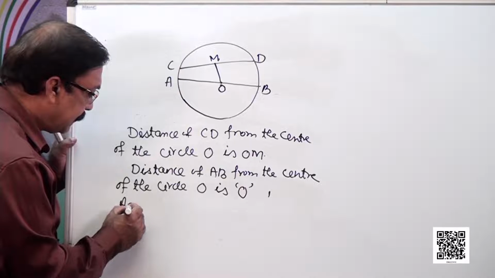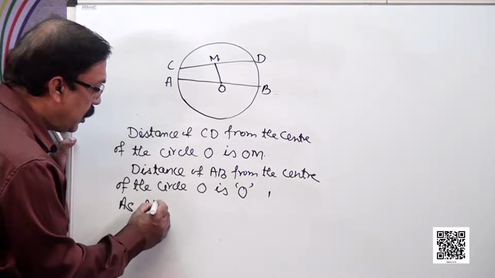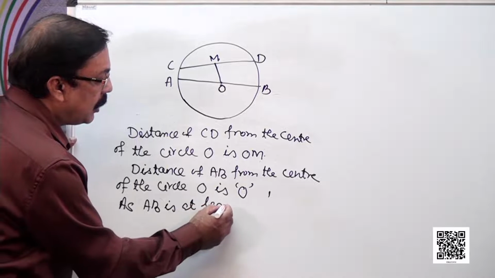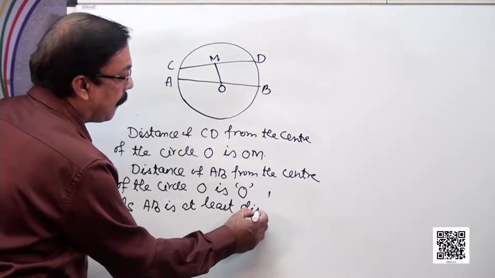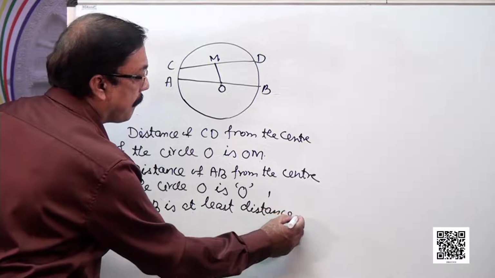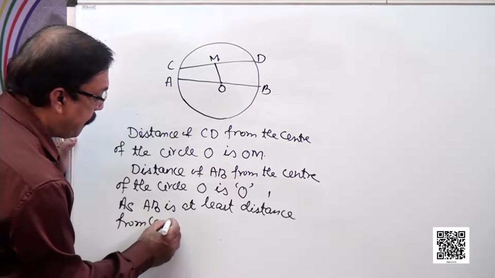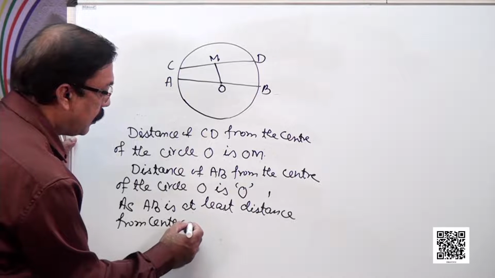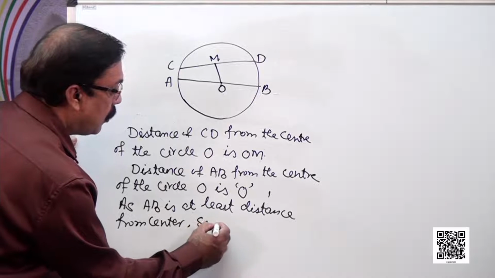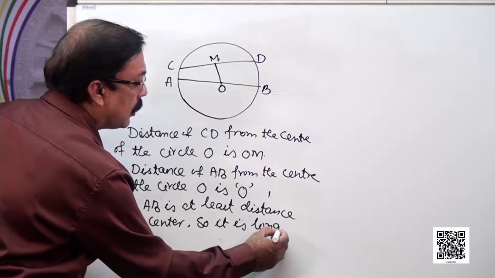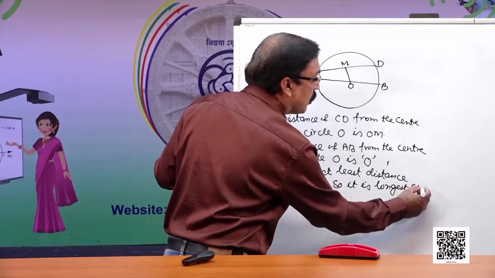So as AB is at least distance from center, so it is the longest chord.